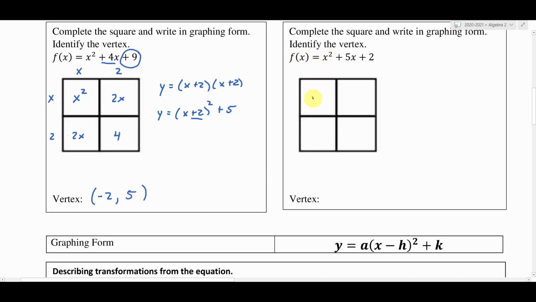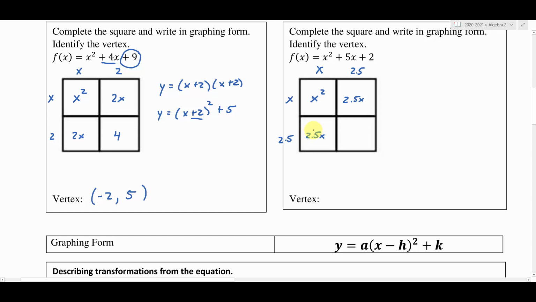All right, so same process. I'm going to put the x squared in the upper left-hand box. The 5x gets chopped in half, so we'll have 2.5x in that first diagonal. And then I'll start on my outside dimensions. So we'll have x and x. And then over here we'll have 2.5, right? Because x times 2.5 is 2.5x. And we'll get the same thing down here. Right? So x times 2.5 gives me 2.5x.